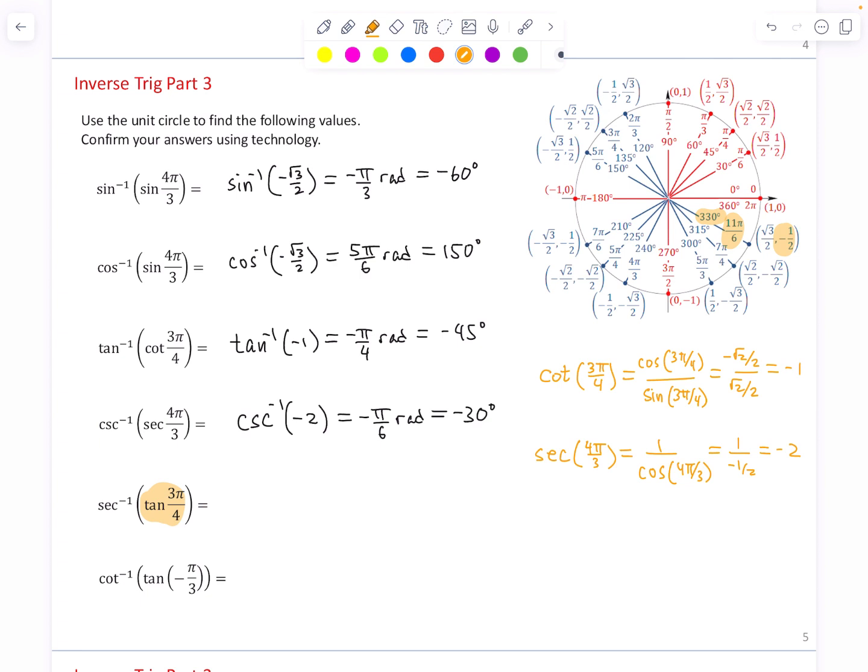All right, next one, let's do tangent of 3 pi fourths. 3 pi fourths is here. Tangent is sine over cosine, so it'll be second coordinate divided by first coordinate.